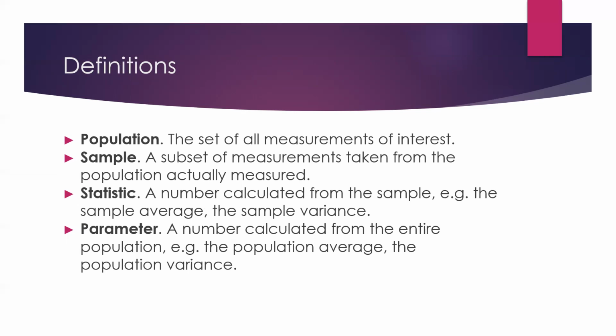I think we all know what a population is, right? It's just a set of data. We know that a sample is just a subset from that population. A statistic is just any kind of number that's calculated from the sample, whereas a parameter is anything that's calculated from the entire population. And remember, population doesn't have to be like everybody on the earth.